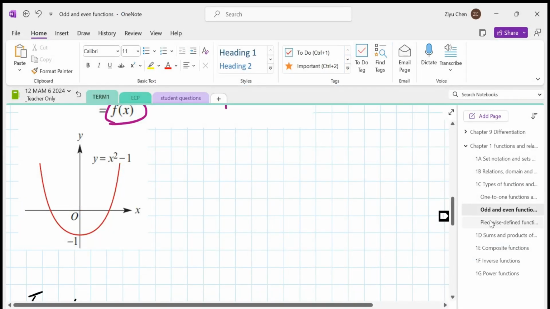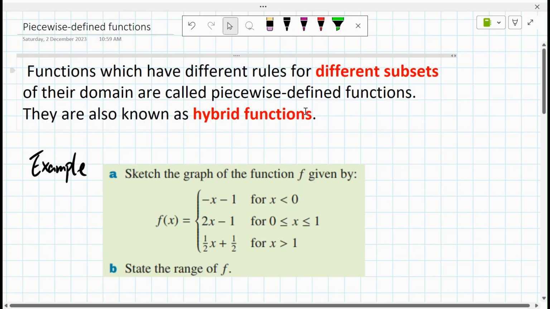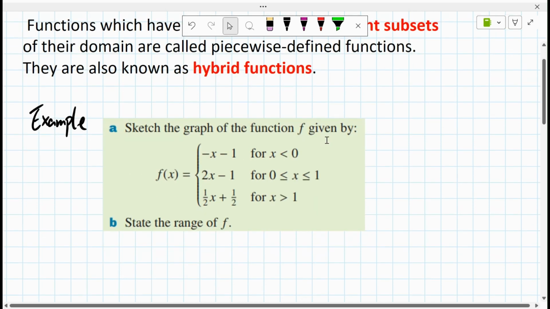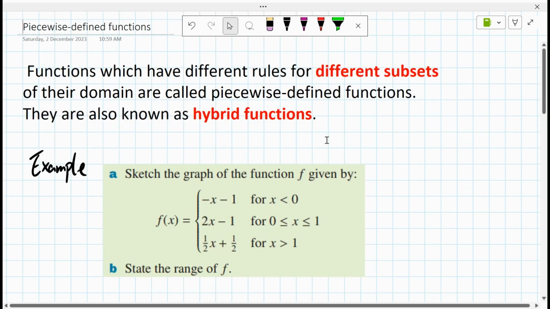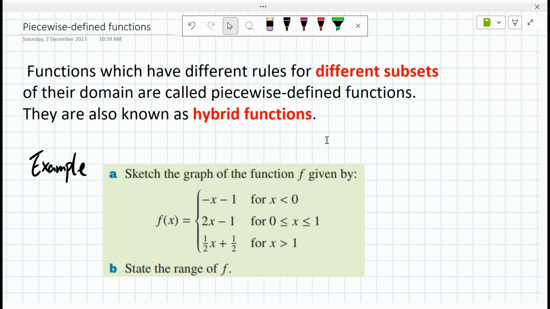All right, and then we jump on to piecewise-defined functions. We're going to sketch the graph of the function f. A piecewise function has different subsets of the domain, and it's known as a hybrid function, where the pieces can connect to each other and act as different functions.